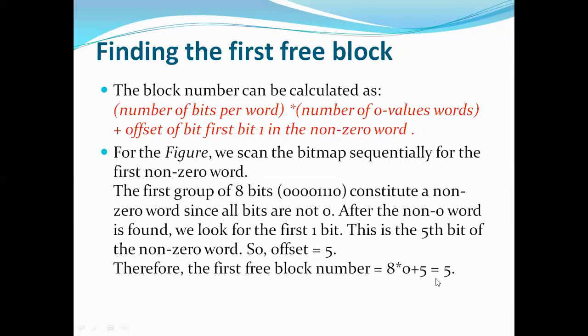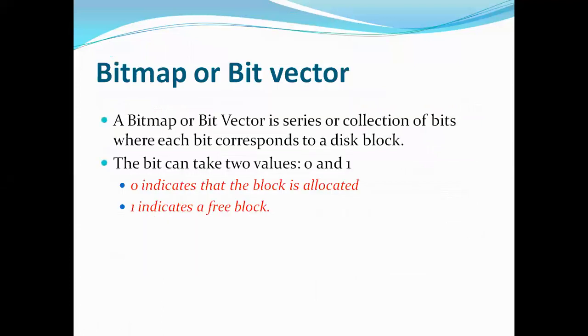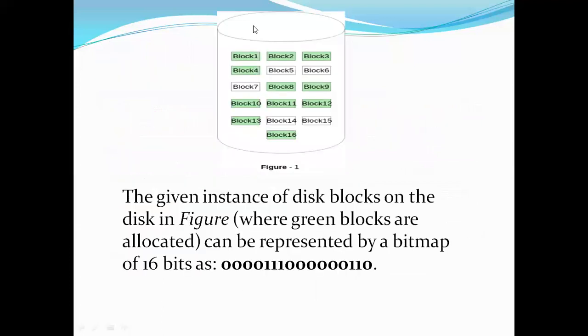So that is how much? 5. So this indicates the first free block location. So I want to know where is the first free block available. So I have to find out that. I applied that formula. First of all, I have seen how many bits are there in a word, in both the words. Here you have two words.